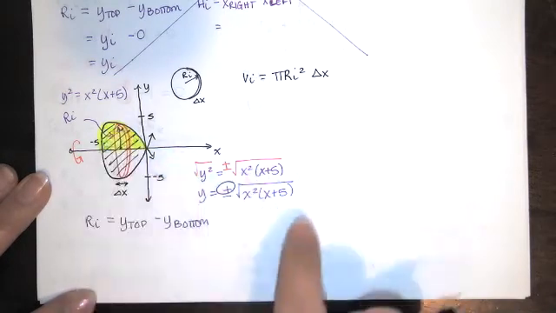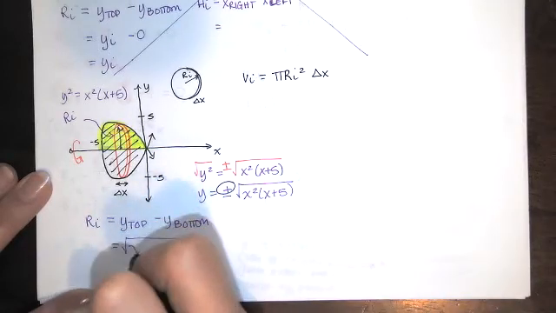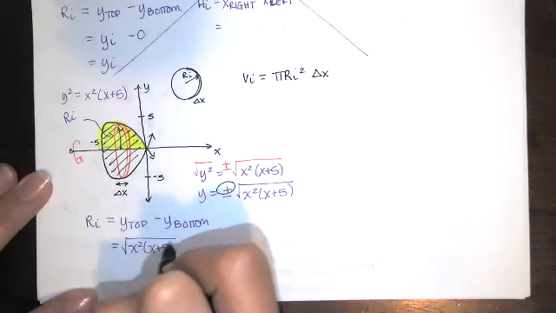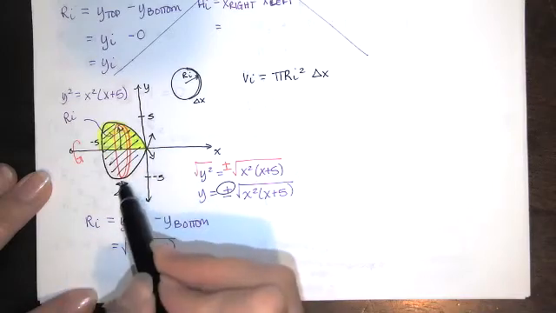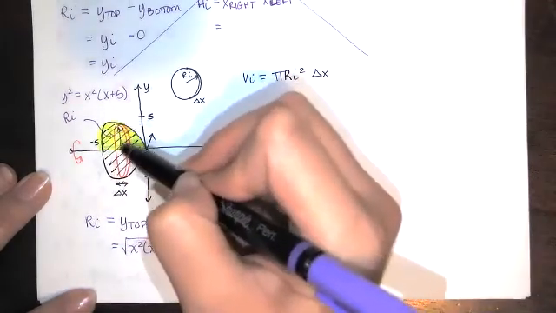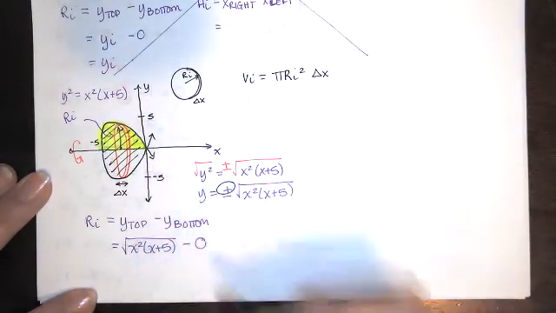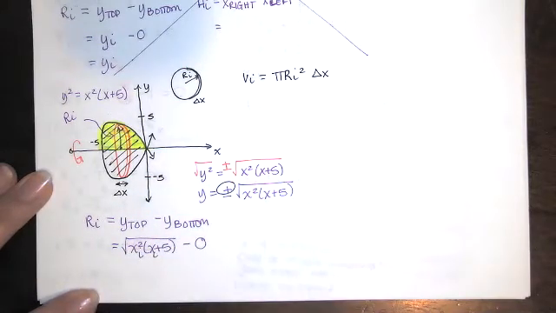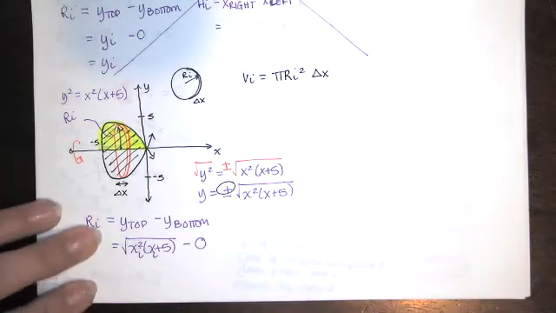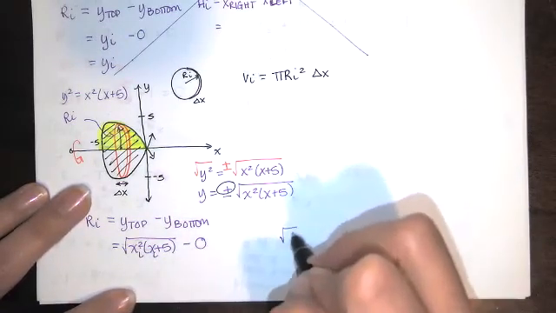The top y value here is the positive square root of x squared times the quantity x plus 5. And the bottom y value for that region is just y equals 0. It's not this, because remember the radius starts at the axis and goes out to that outer edge. So I've got that top y value minus the bottom y value, which is just 0. Those are all evaluated at some x value on the ith interval. And we get this. Now, the square root of x squared is always positive.